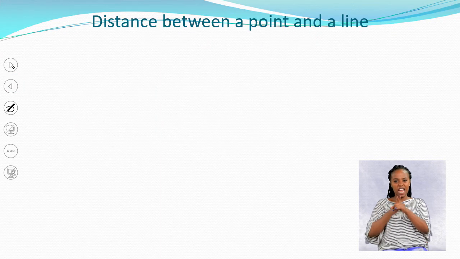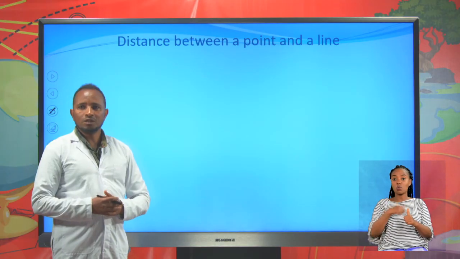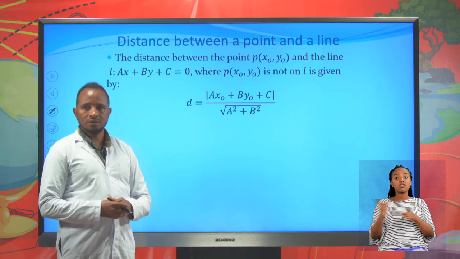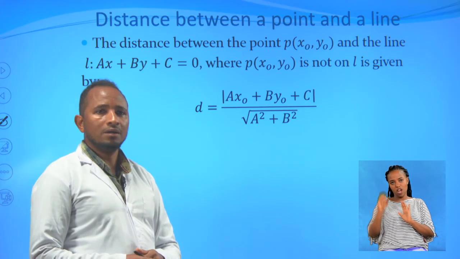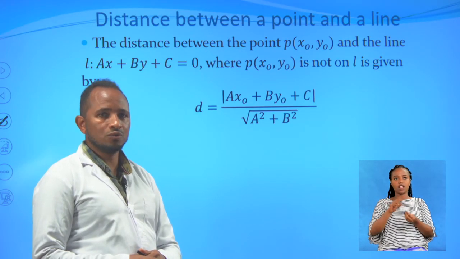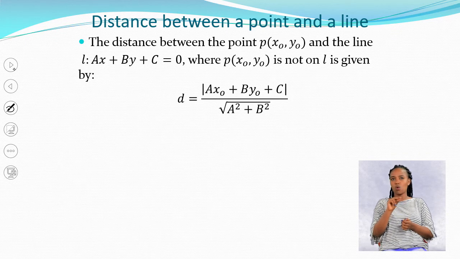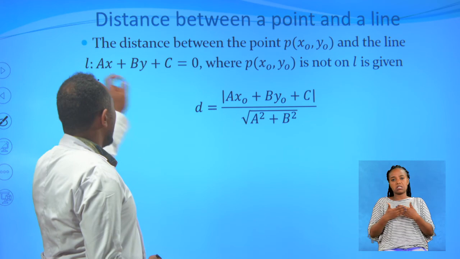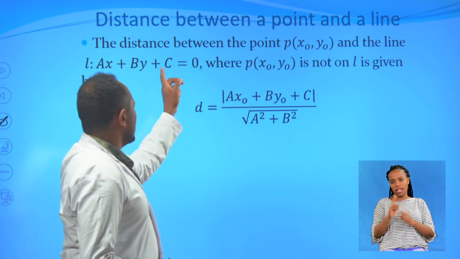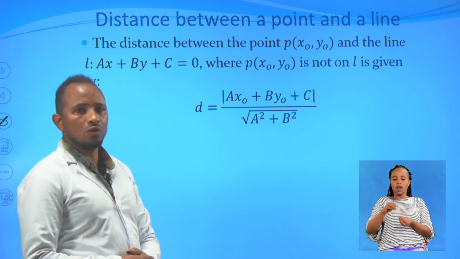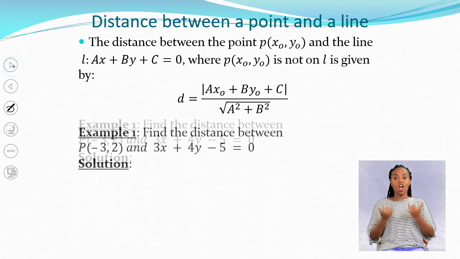Before directly proceeding to equation of a circle, first let's see the distance between a point and a line. The distance between a point P(x naught, y naught) and the line L: ax + by + c = 0, where P is not on L, is given by this equation. D is equal to the absolute value of a x naught plus b y naught plus c over the square root of a squared plus b squared. So simply, you multiply these coefficients, a by x naught, b by y naught, and you add constant c in absolute value. After that, the square root of the sum of the squares of these two coefficients. Okay, now let's see example for this.